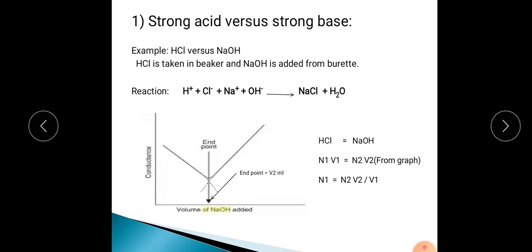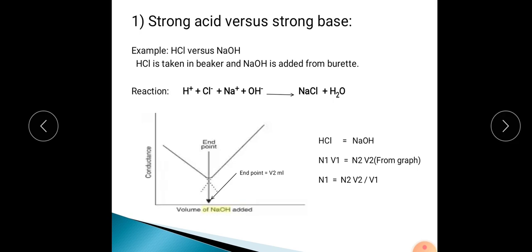So dip the platinum electrodes of the conductometer in the solution of HCl, and using the conductometer record the conductance without adding NaOH. Before adding NaOH, record the conductance of HCl. HCl being a strong electrolyte, strong acid, more H plus ions will be there. In addition, H plus ions are smaller in size, greater mobile and greater conducting. So conductance of HCl in the beginning will be higher.